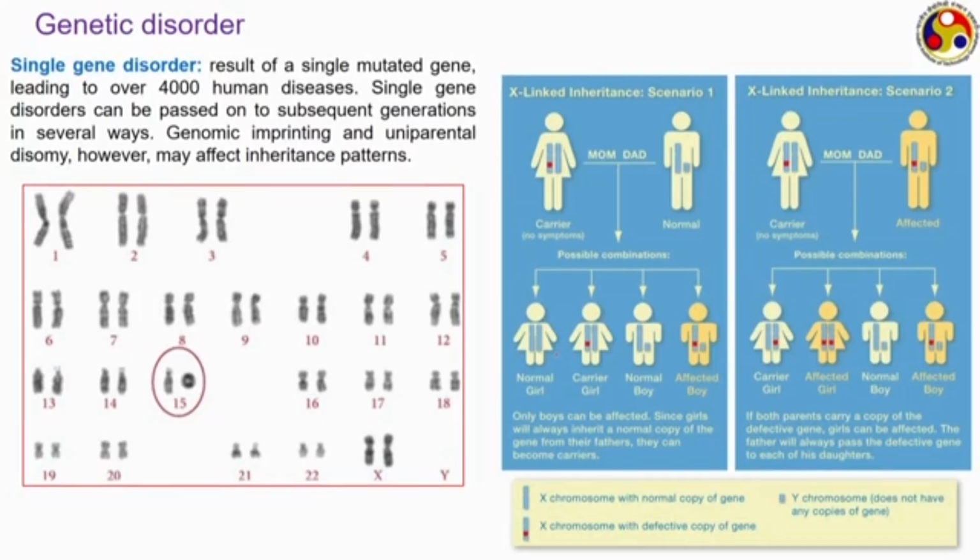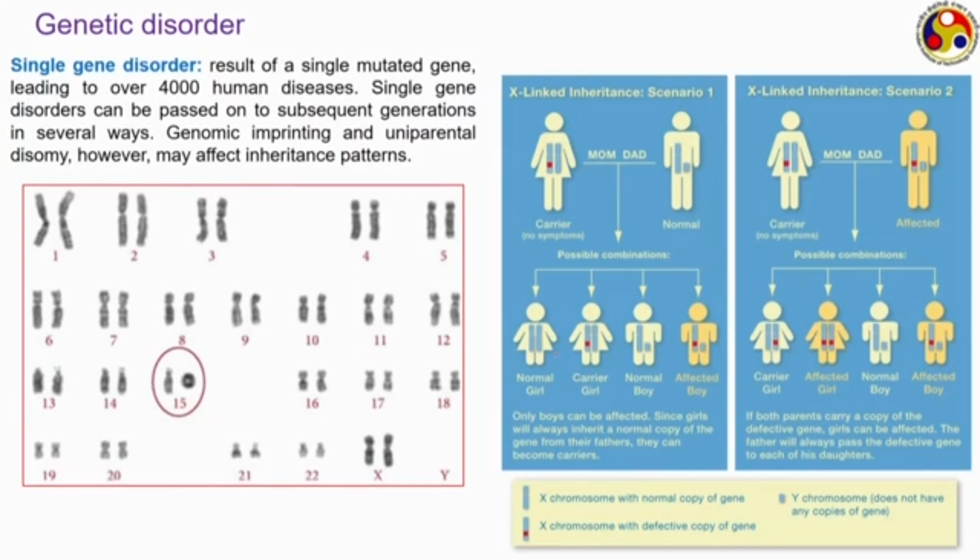combinations. Now, a girl will get one copy of X chromosome from the dad and one copy of X chromosome from the mom, whereas a boy will get one copy of X chromosome from the mom, but the Y chromosome from the dad. So, think about the girls first. The girls are always getting one X chromosome from the dad, so they will always have one normal chromosome. But out of the 2 girls possible, one can have this particular X chromosome getting transmitted. So, she will continue to be a carrier of the same disease.